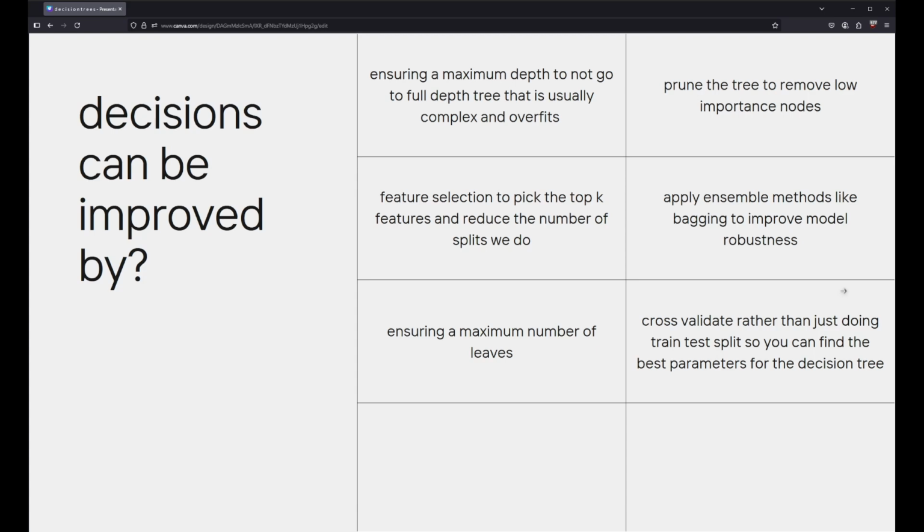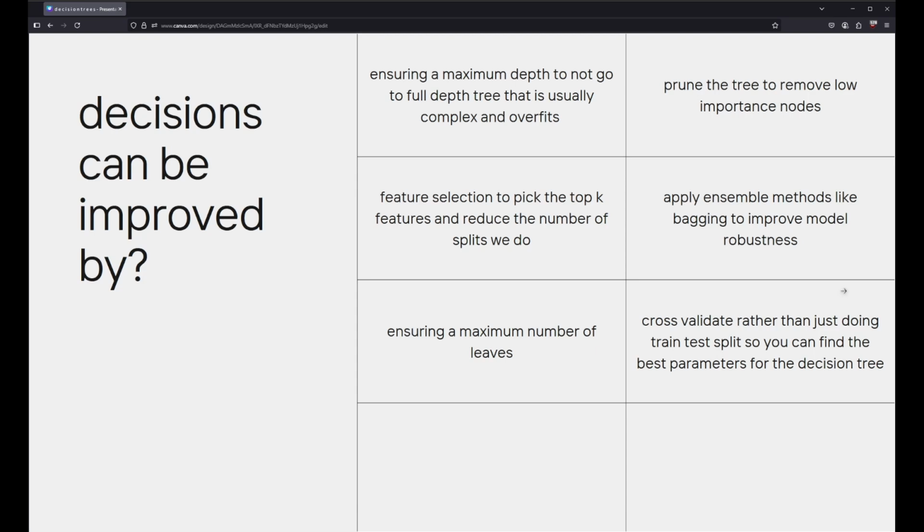As it said on the previous slide, we can prune the tree. Pruning is basically just a technique when we have a high depth tree. All we do is we remove low importance splits. So we'll go to nodes and find how important they are, and we'll just remove the ones that are not as important. We can also do feature selection by picking the top K features. This will also drastically reduce the number of splits we do because we actually split on the features.